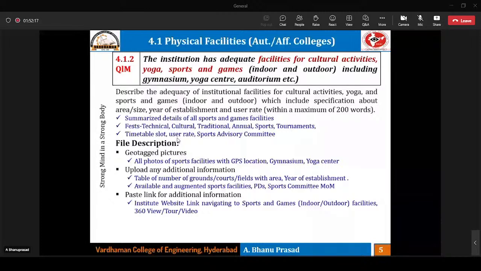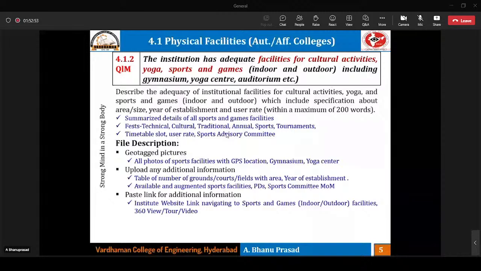In many colleges, there is a committee for sports advisory. I used to be the chairman for that, being a good sportsman. With the management's support, we used to have physical facilities, even a good floodlit ground, cricket ground, football, volleyball, basketball, all these facilities. So depending on the college, we can show those availabilities.